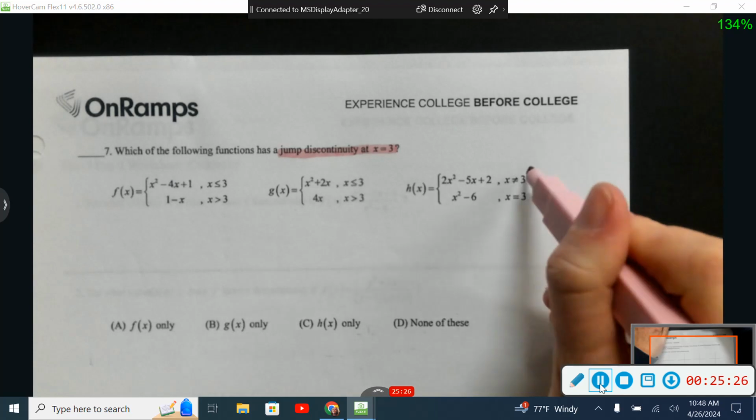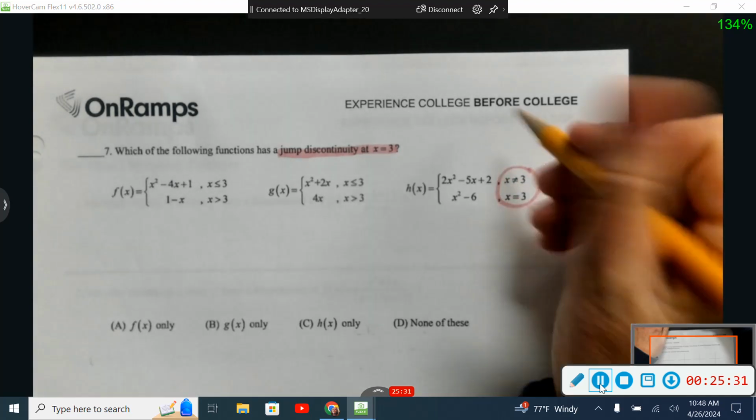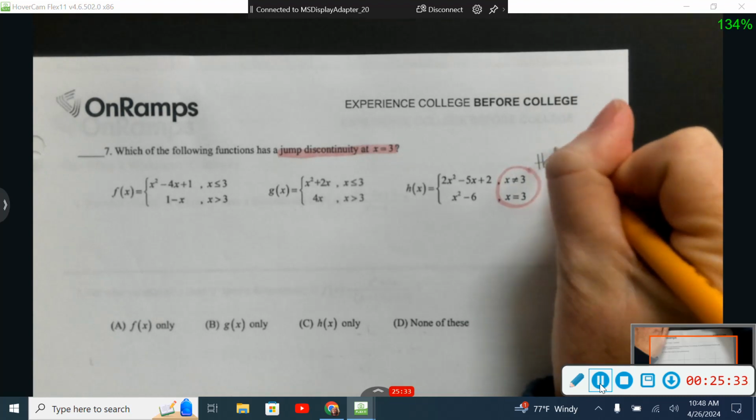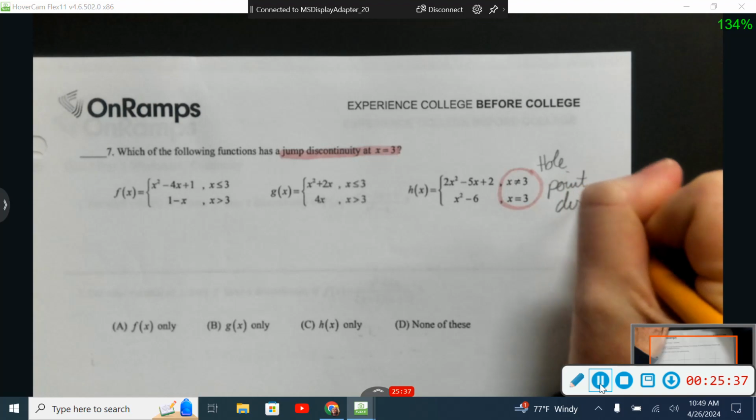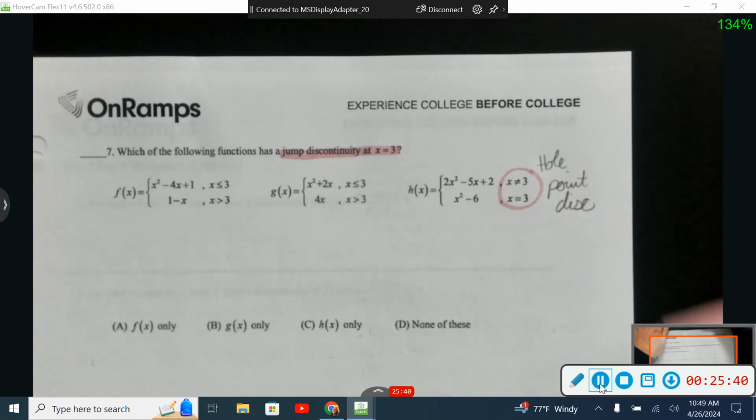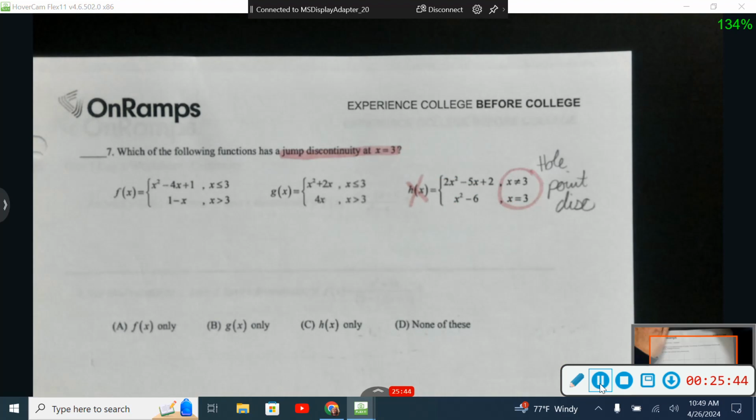All right, let me start by again saying that this notation right here is going to give us a hole or point discontinuity. So we already know that it's not going to be H, because that notation right there tells me that that's a hole in the graph and not a jump discontinuity. The other two could be jump discontinuity. The notation is okay on them.